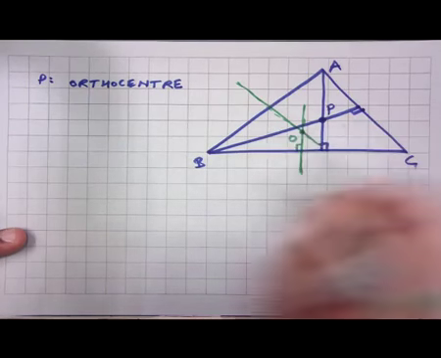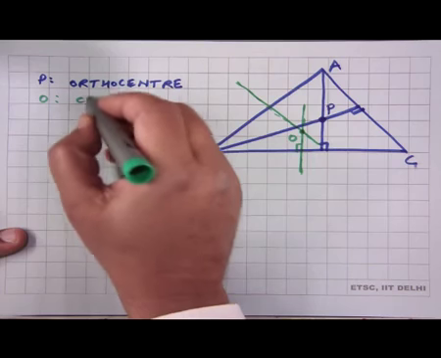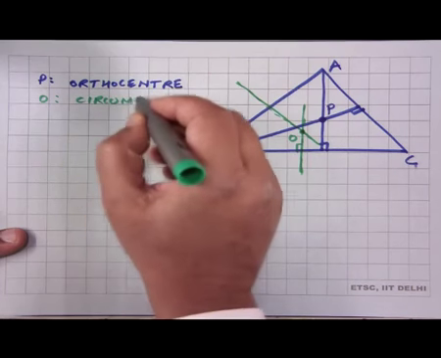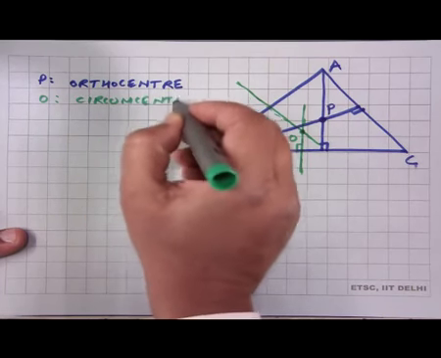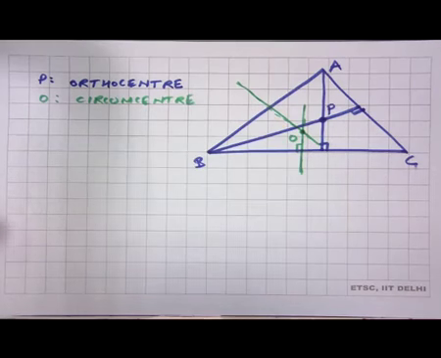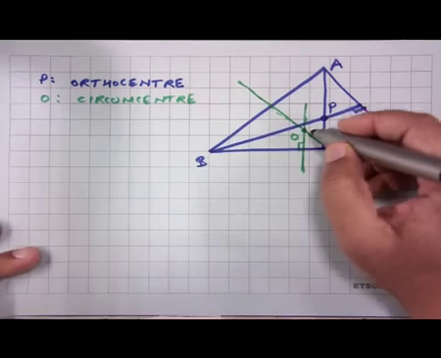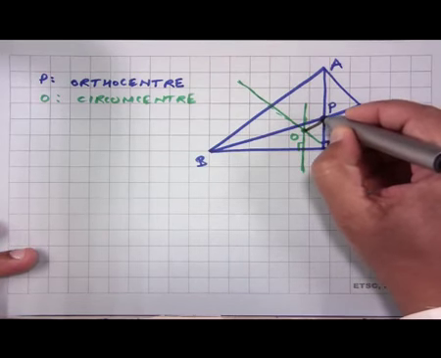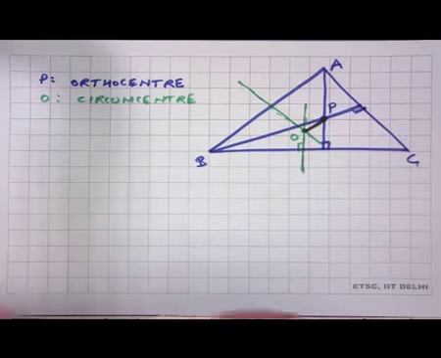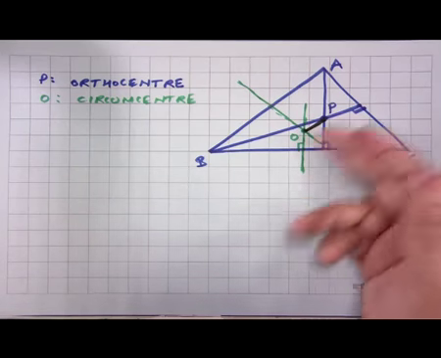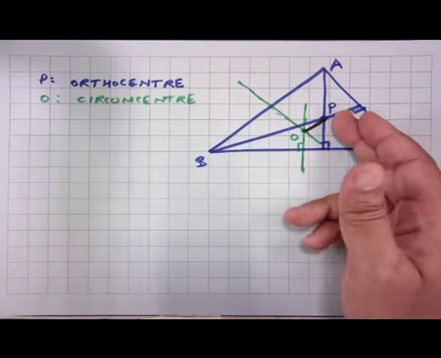So, this point O is the circumcenter, and the problem is asking us to find an expression for the length of this line segment OP, which is the distance between the circumcenter and the orthocenter.